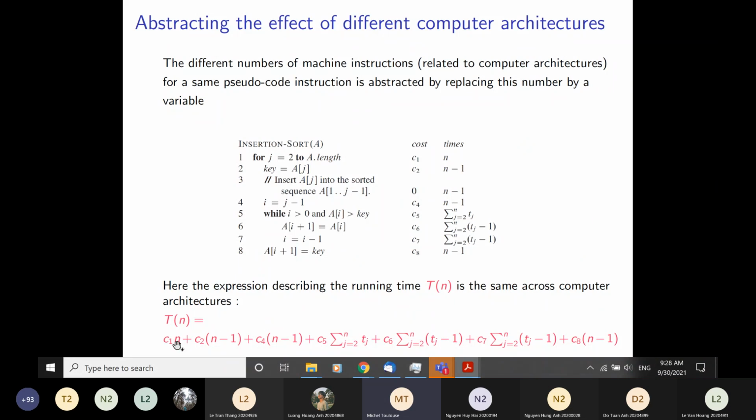Okay, the expression is C1n plus C2(n minus 1) plus C4(n minus 1), etc. So this is actually the running time of the algorithm that counts the total number of basic instructions in the pseudocode that are executed. Okay, so n times this one, n minus 1, etc. And I make abstraction of the hardware. So the running time I get here is correct no matter where this algorithm is executed, no matter which way it is coded, etc. So this gives me the total running time of the algorithm.